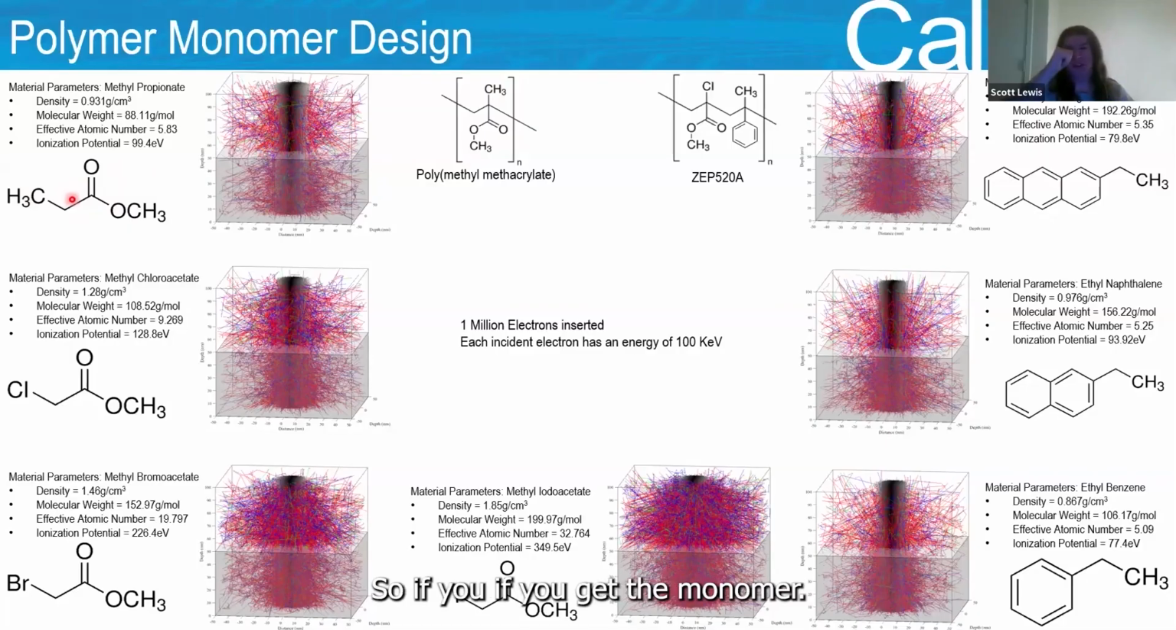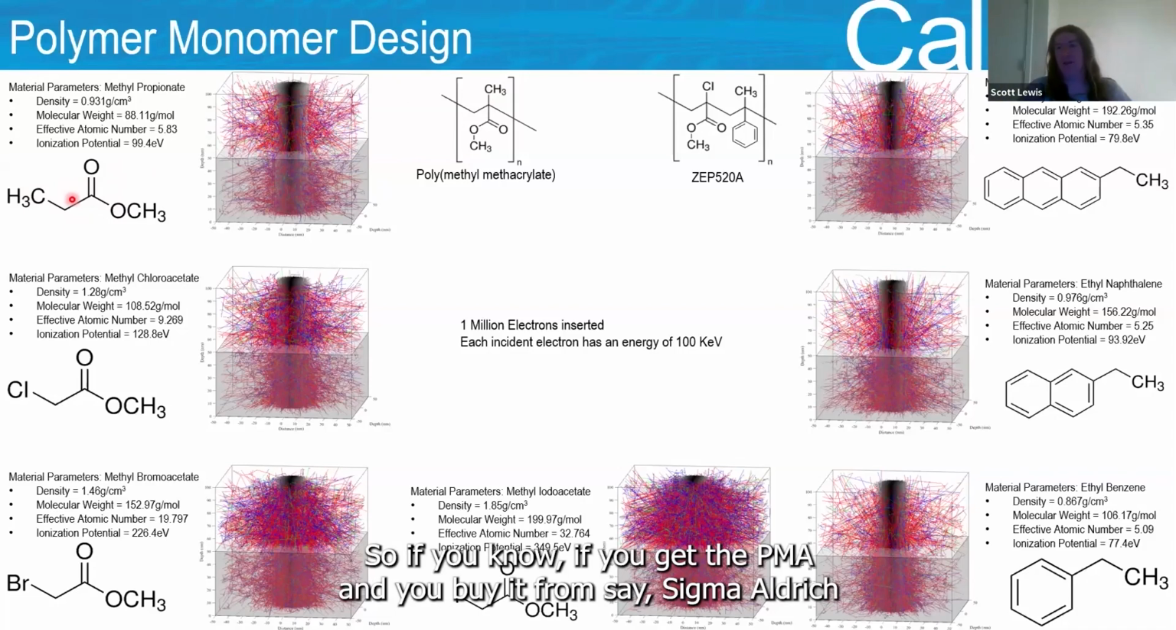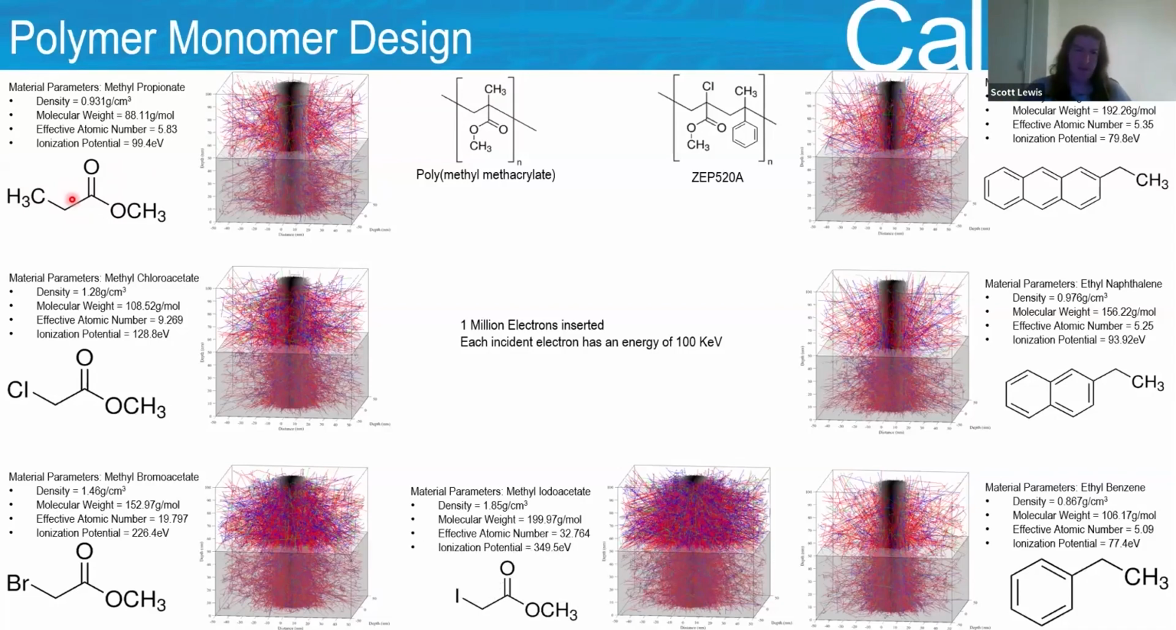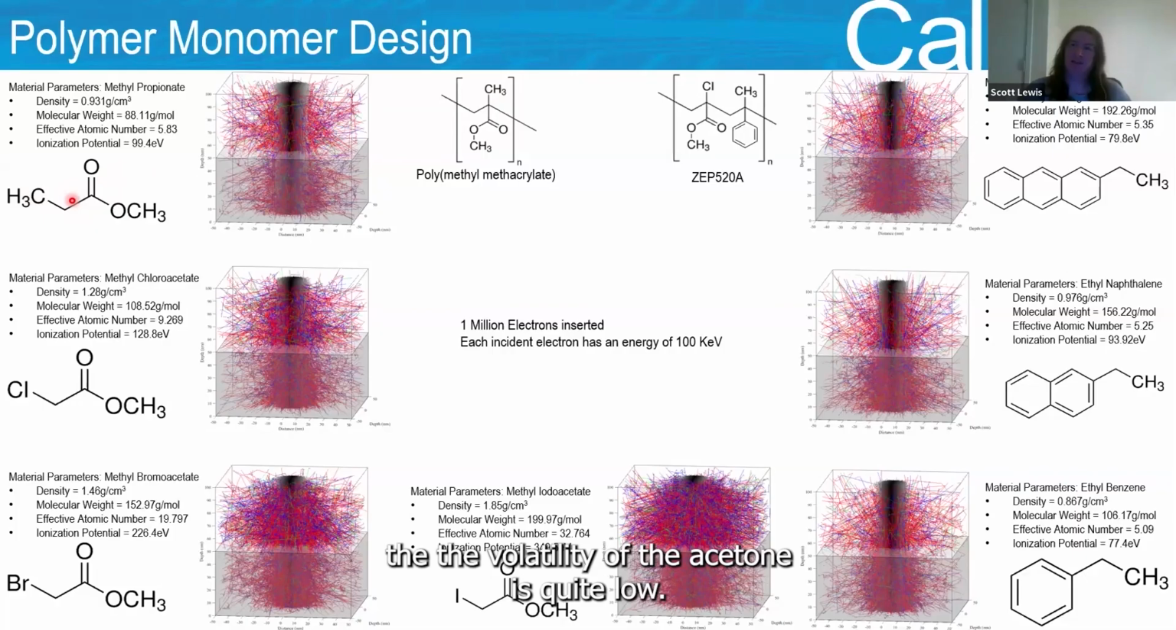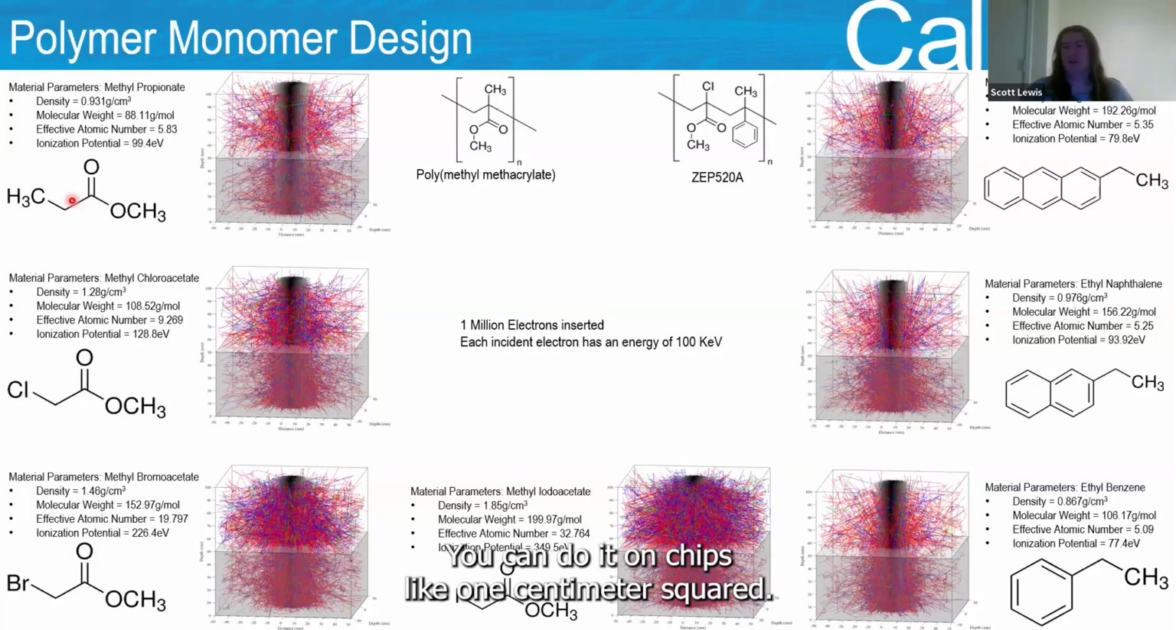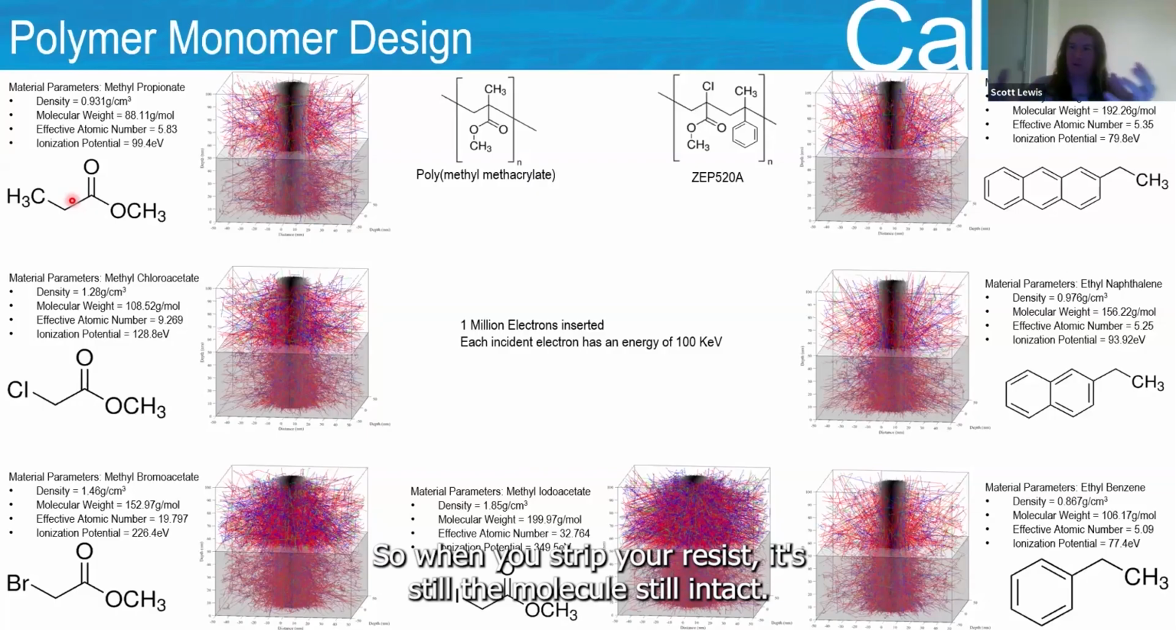So if you get the PMMA and you buy it from, say, Sigma Aldrich, I've done this a few times, you can put it in acetone and spin cast, and you get a nice film from it. The reason why we don't do that is because the volatility of the acetone is quite low, because it's got a low boiling point. You can do it on chips, like 1 centimeter squared. I've done that many times. You do a wafer, it looks ugly. When most people think about when they destroy their resist, it's basically destroyed in little bits. No. When you strip your resist, the molecule is still intact.